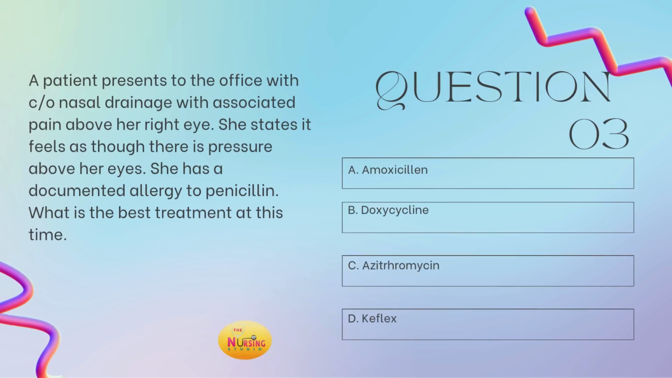All right, and lastly, question number three. A patient presents to the office with complaints of nasal drainage with associated pain above her right eye. She states it feels as though there is pressure above her eyes. She has a documented allergy to penicillin. What is the best treatment at this time? Is it A, amoxicillin, B, doxycycline, C, azithromycin, or D, Keflex? Take a moment and tell me what you got.